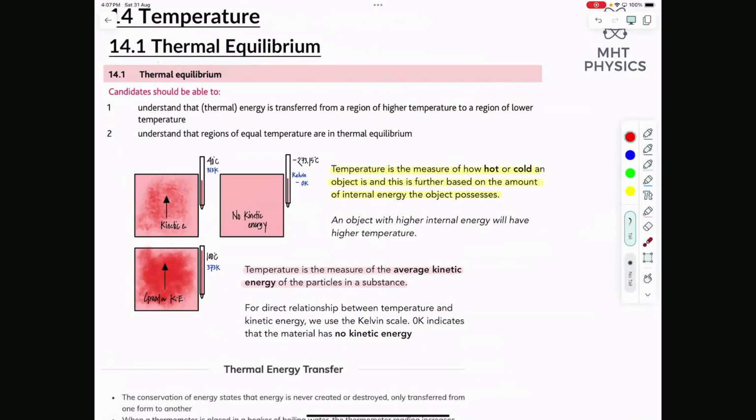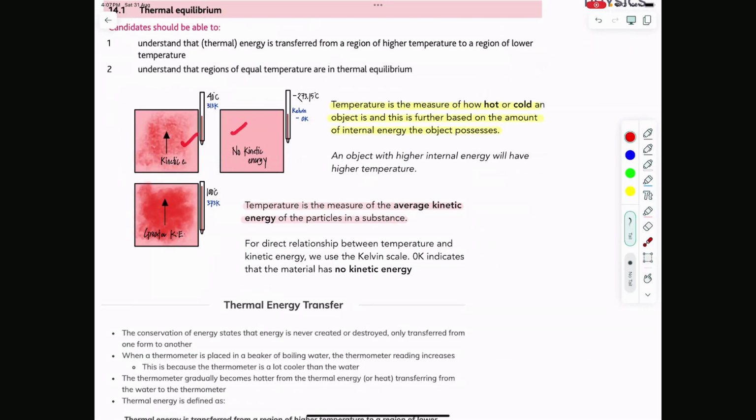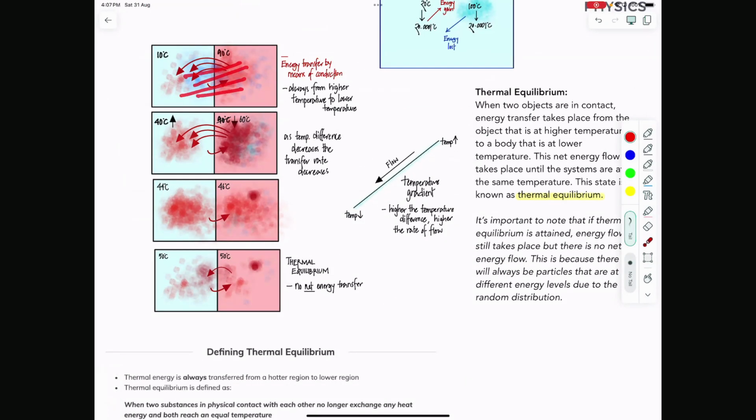It's called thermal equilibrium. Thermal equilibrium is essentially when you have two objects in contact. Energy transfer will continue to take place, and the energy transfer takes place in both directions. But there's always a net energy transfer, and the net energy transfer is always from higher temperature to lower temperature, and it's called a temperature gradient. And the steeper the difference, like this is very high and this is very low, the faster the energy transfer takes place. And over time, what happens is the difference starts to get smaller and smaller.